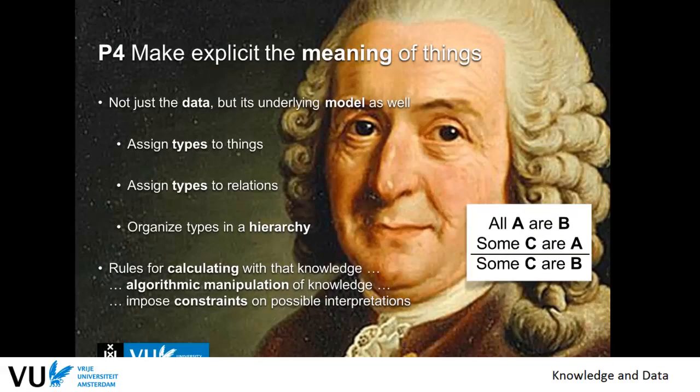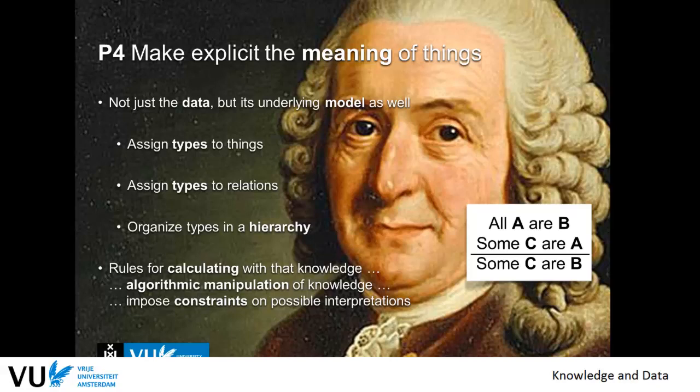So the idea of organizing knowledge and making explicit the meaning of things is not new, it's several hundred years old. This is Linnaeus, who started to organize the world of biology by ordering species in hierarchies. So basically, there is an underlying model of information. You assign types to things, you assign types to relations, and then you organize the types in hierarchies. And this is what Linnaeus did. And based on these hierarchies about the types of things, you can algorithmically manipulate this knowledge and get new information out of what is specified.